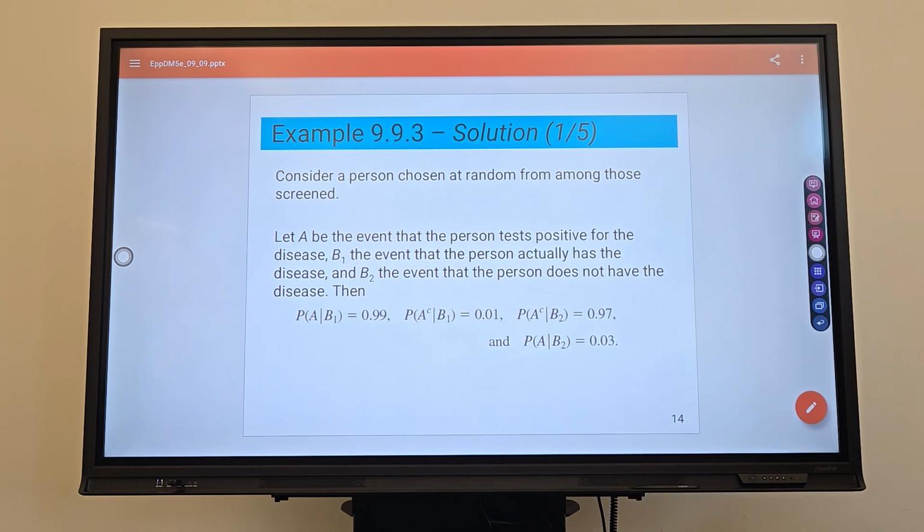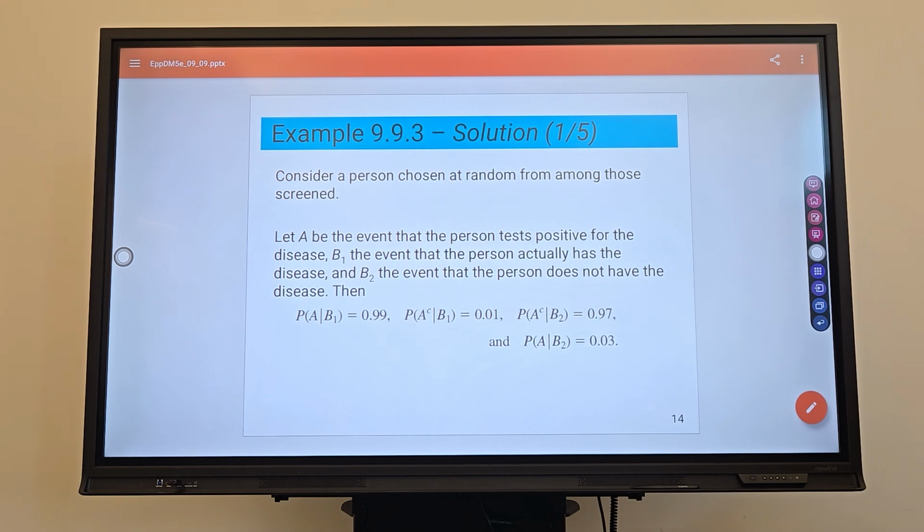Consider a person chosen at random from among those screened. Let A be the event that the person tests positive for the disease, B1 be the event that the person actually has the disease, and B2 the event that the person does not have the disease.